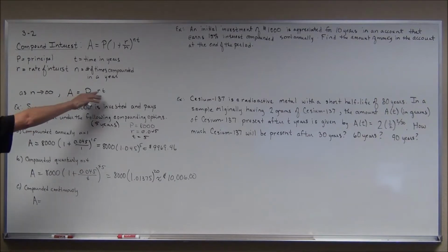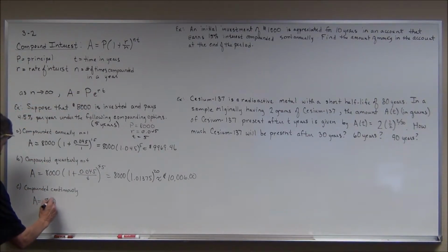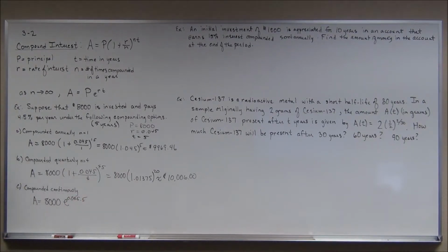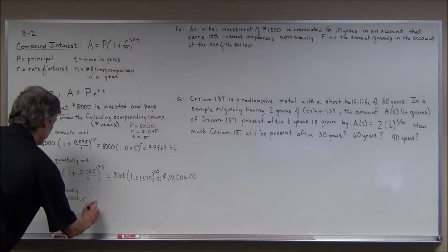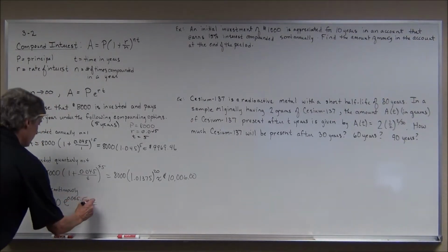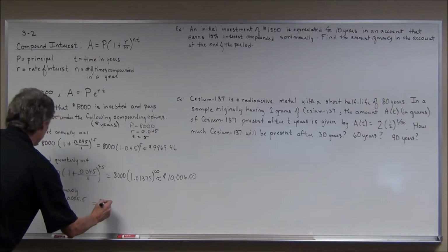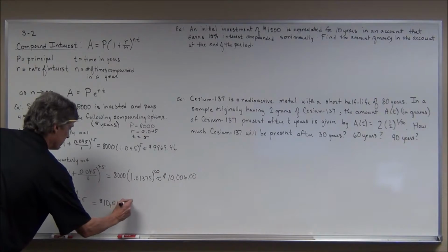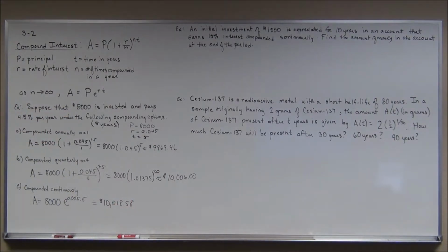A equals, remember, the PERT formula. The principal is 8,000 times e to the 0.045 power times 5 for 5 years. And I'm going to get the calculator out again, and I'm going to figure this out. And it turns out not as much more as you might expect, but more. This will be approximately $18.58.